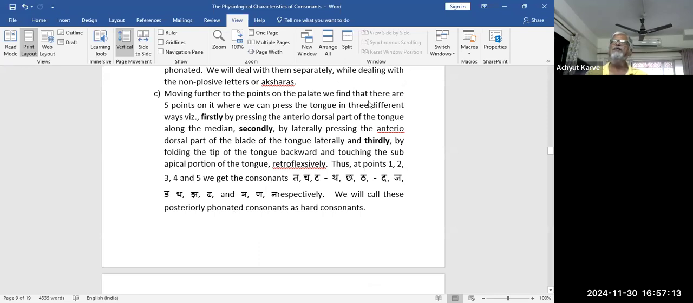Moving further to the points on the palate, we find that there are 5 points on it, where we can press the tongue in 3 different ways. First, by pressing the anterior dorsal part of the tongue along the median. Secondly, by laterally pressing the anterior dorsal part, the blade of the tongue, laterally. And thirdly, by folding the tip of the tongue backward and touching the subapical portion of the tongue retroflexively. Thus, at points 1, 2, 3, 4, and 5, we get the consonants ta, cha, ta, tha, cha, tha, da, ja, da, dha, jha, dha, and na, nya, na, respectively. We will call these posteriorly phonated consonants hard consonants.